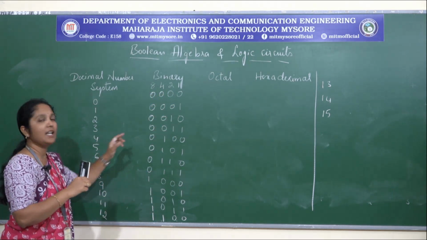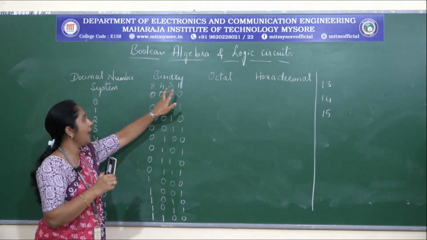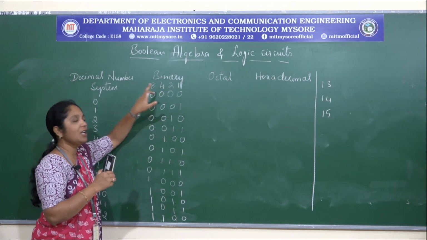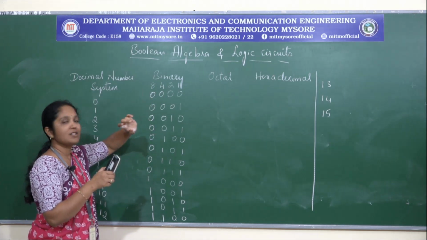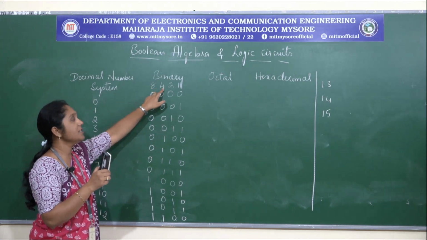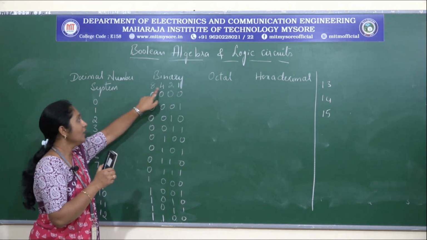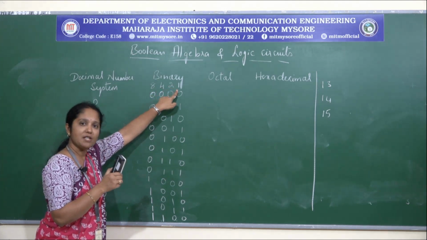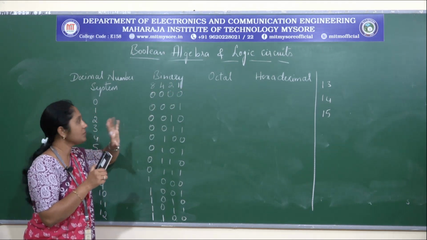For example, if you are writing 9, 9 is nothing but 8 plus 1. You need to see by adding which of the positional values you get the equivalent decimal number, and then accordingly write. For example, 12 can be represented as a sum of 8 plus 4. We don't require 2 or 1, right? So you write 1 in place of 8, 1 in place of 4, and 0 in place of 2, and again 0 should be written in place of 1.